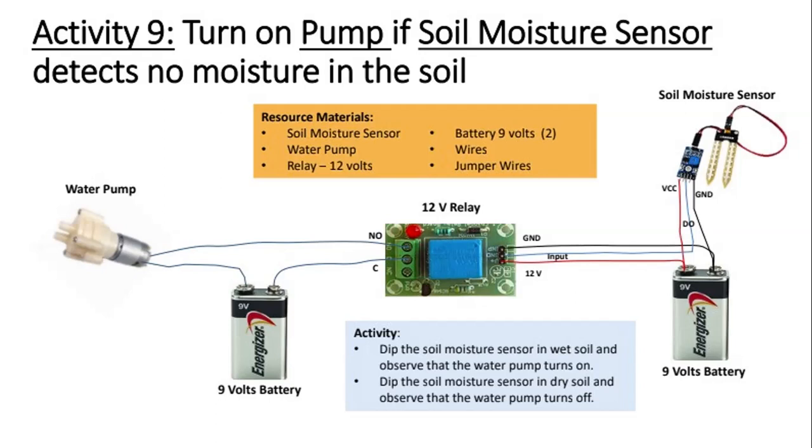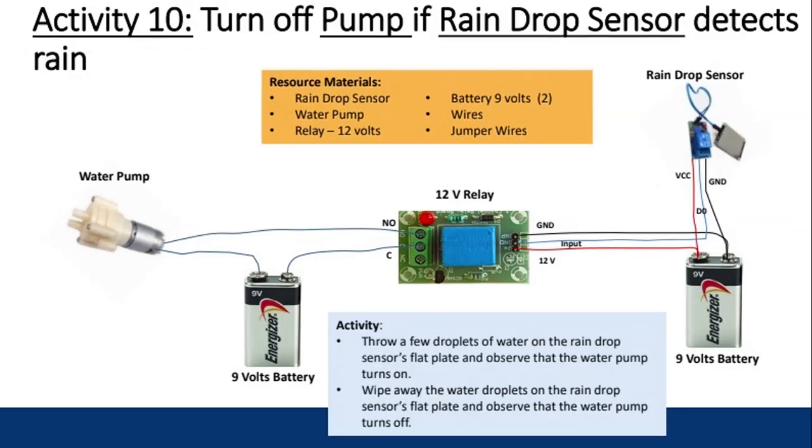So dip the soil moisture sensor in wet soil and observe that the water pump gets turned on, and dip the soil moisture sensor in dry soil to observe that the water pump turns off. This is possible as we have such types of activity through which we can observe and design different circuits.